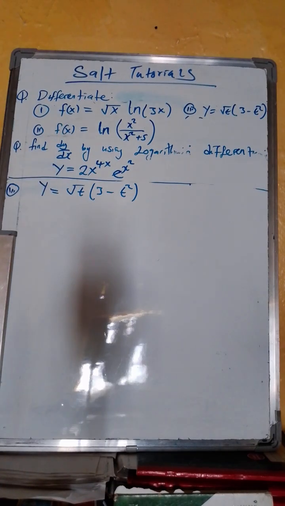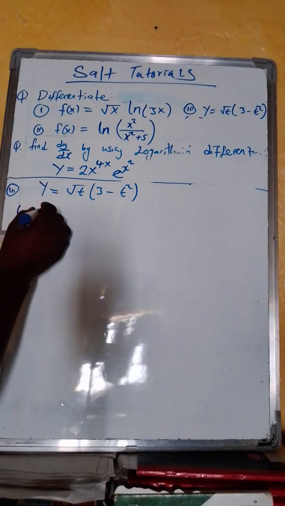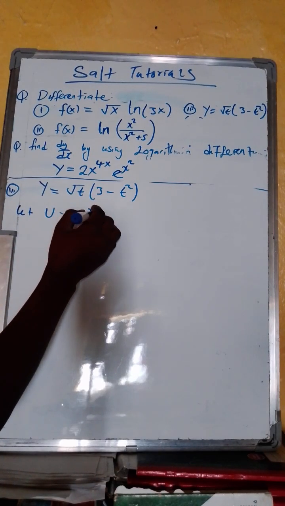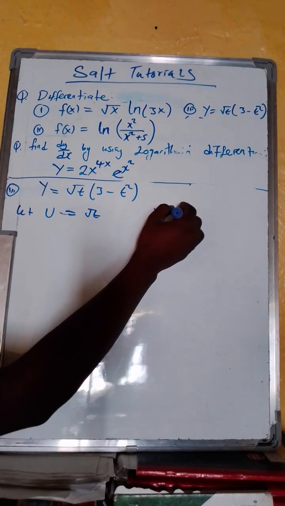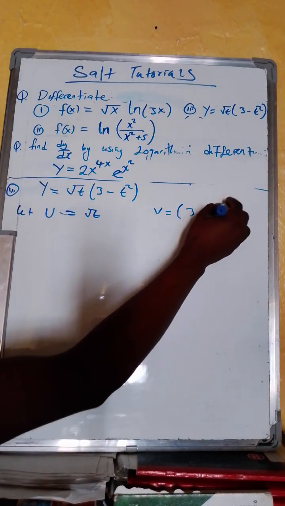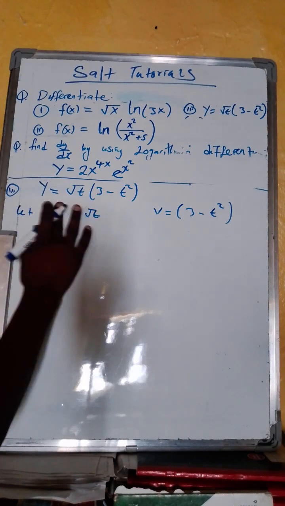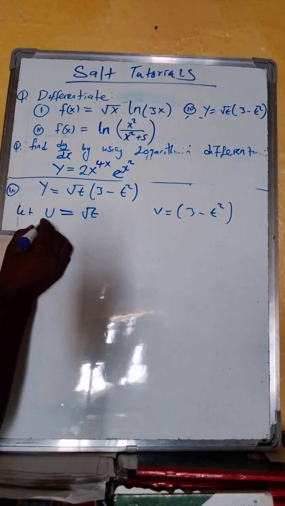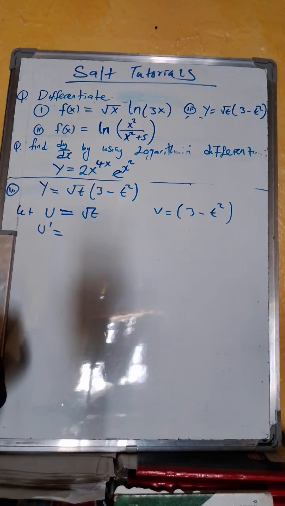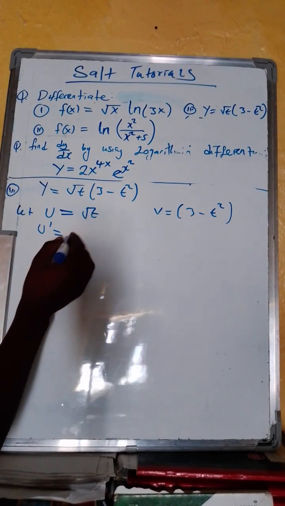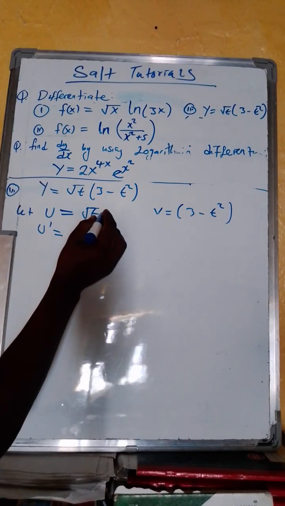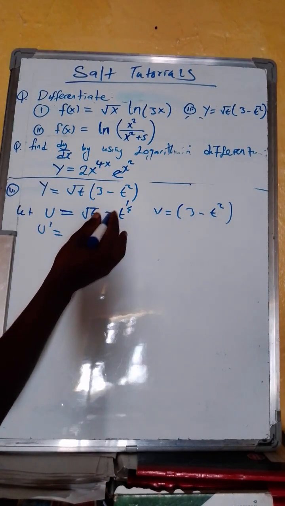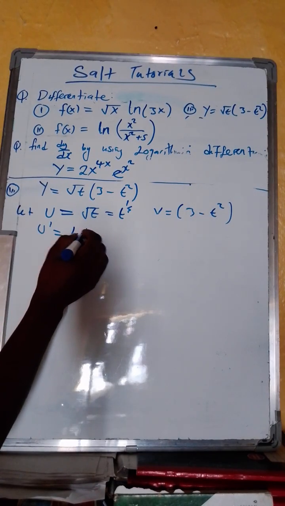So we can say let u be equal to root t and let v be equal to 3 minus t squared. So that u prime can be equal to, this is the same as, remember, root of t can be written as t power 1 over 2. So when you are differentiating it, the power drops down, 1 over 2, t power negative 1 over 2.